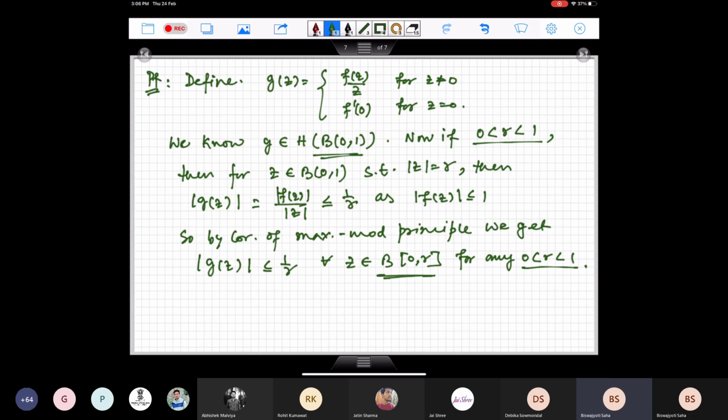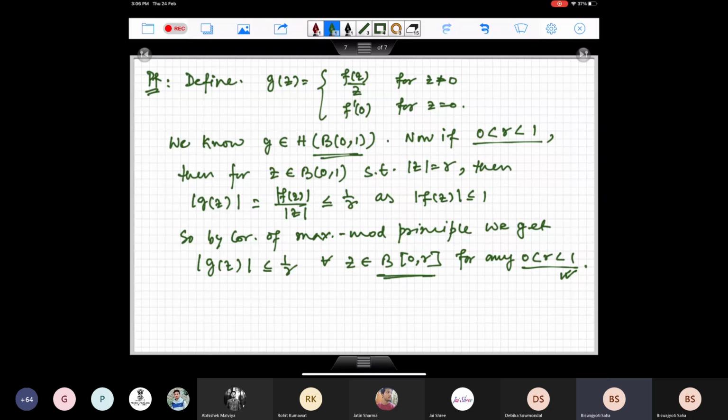So the maximum modulus principle will tell me that if you take the whole closed ball B(0,r), you are not going to get anything different. So that's going to be your upper bound. Now this is true for any r between 0 and 1. So if I tend r to 1 from below, so r tending to 1 minus, then what do I get?